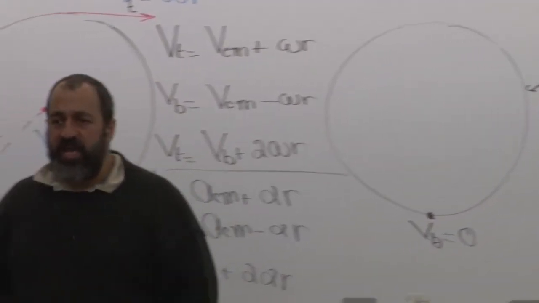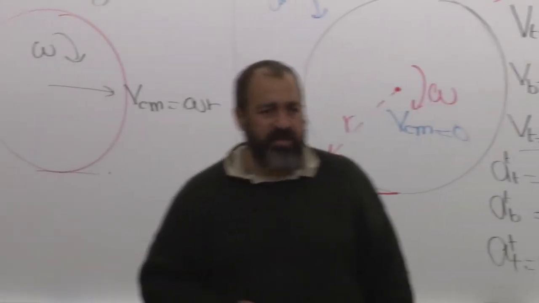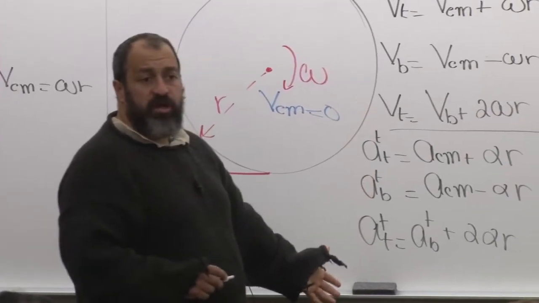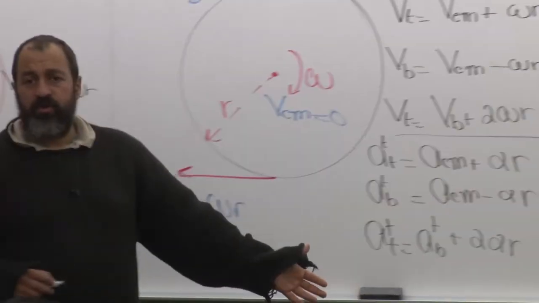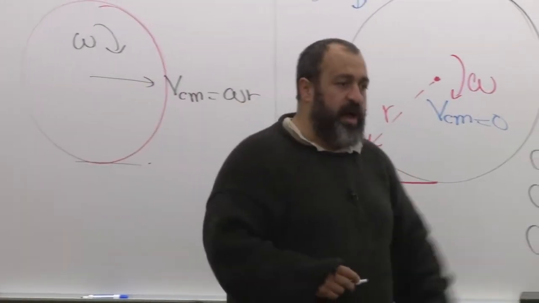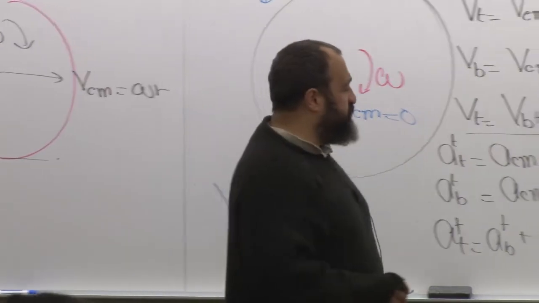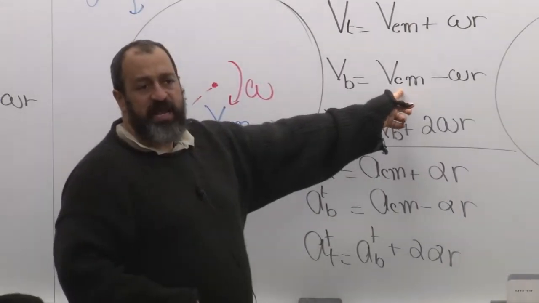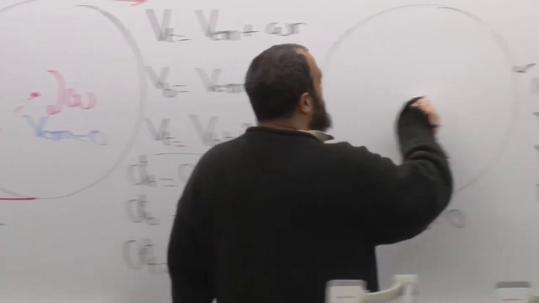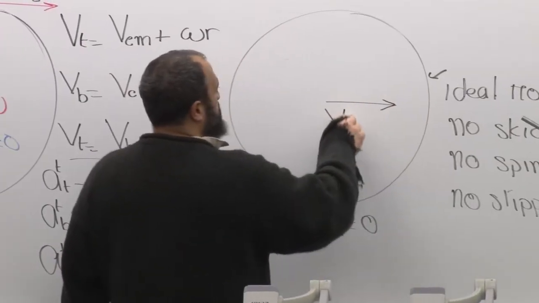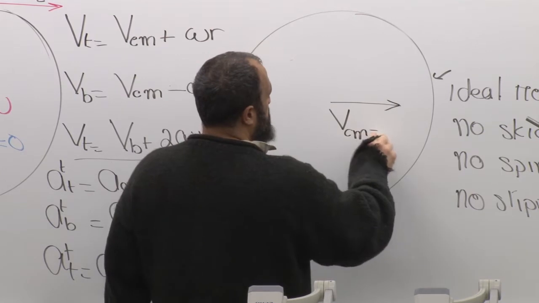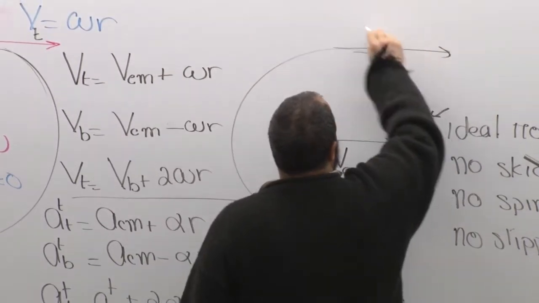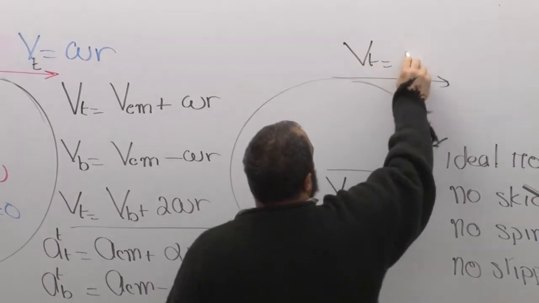If that is the case, please write down what the speed of the center of mass will be. These formulas hold for everything that spins or rotates. They will hold for an object that is rolling too. If the speed of the bottom is zero, what would the speed of the center of mass be? Omega R. What is the speed of the top going to be? Look here, that'll be what? 2 omega R. So V top is 2 omega R.